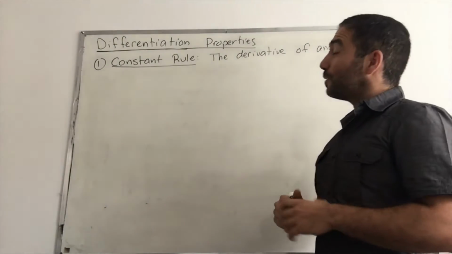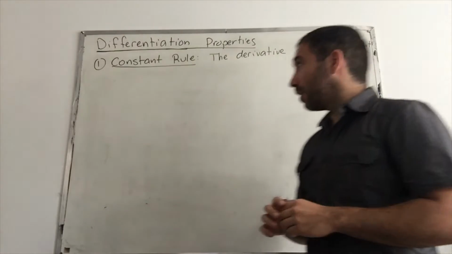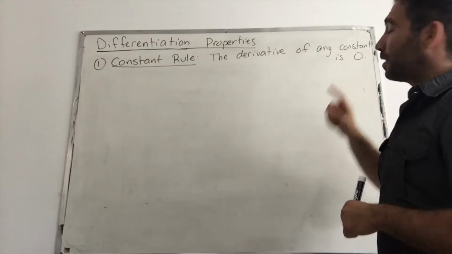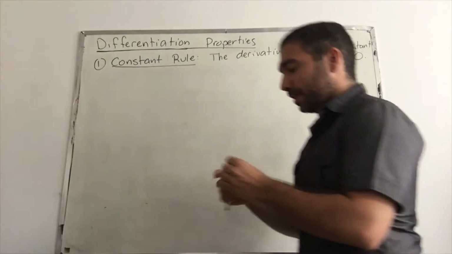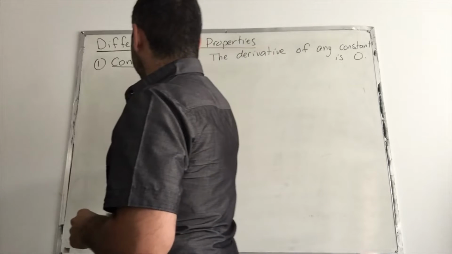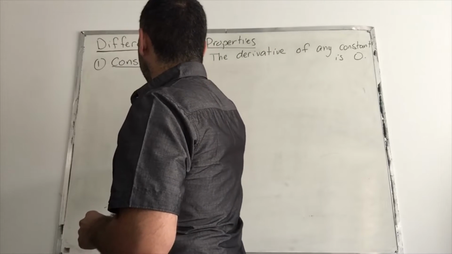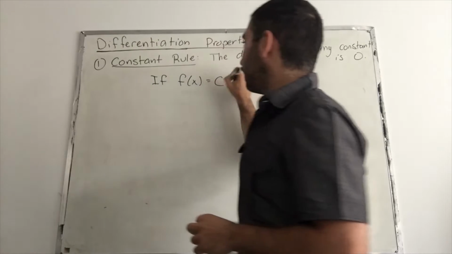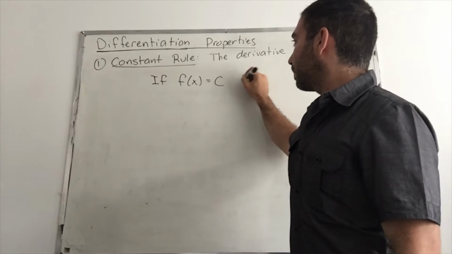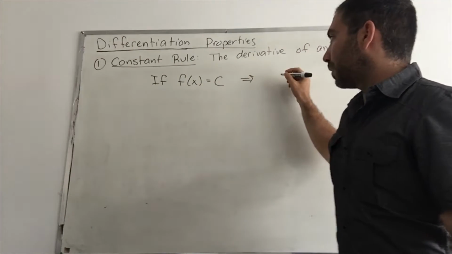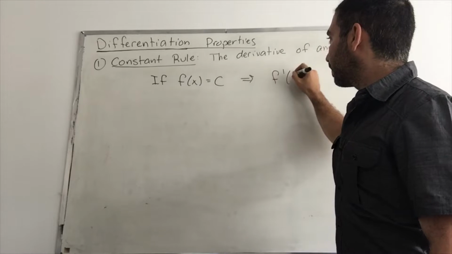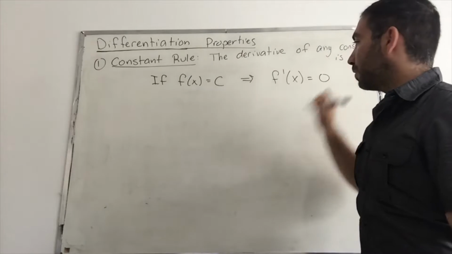We're going to begin with an easy one, the constant rule. The derivative of any constant is 0. So essentially, if your function f of x equals c, this implies f prime of x is equal to 0.